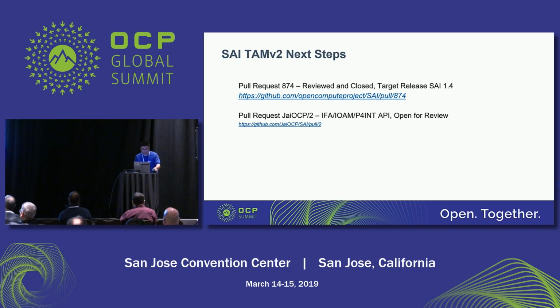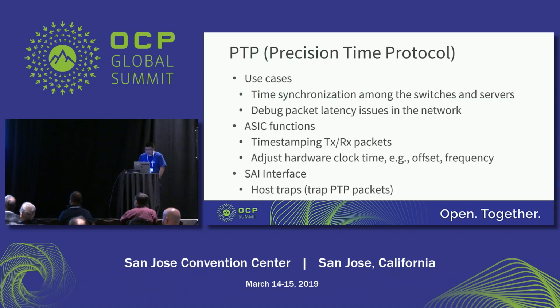Thank you, Jay. So next, I'm going to give some other updates in the SAI. We have also supported PTP from the SAI perspective. PTP is used for time synchronization among the switches and routers through the network. With PTP, once the time is synchronized among those switches and the servers, then we can use that to debug the packet and latency issues that we've been seeing in our network.